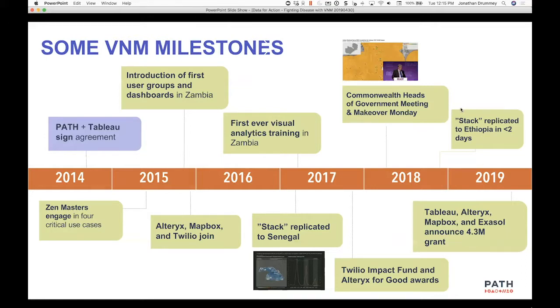And then just last week, as part of World Malaria Day this year, Tableau, Alteryx, Exasol, and Mapbox announced a $4.3 million grant of software and services, which we're already taking advantage of.